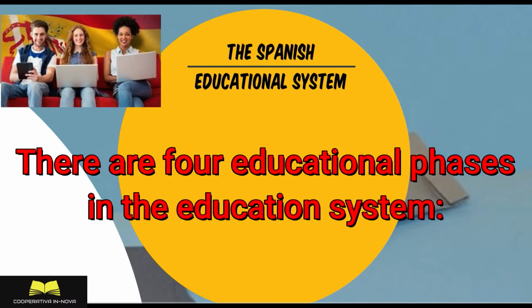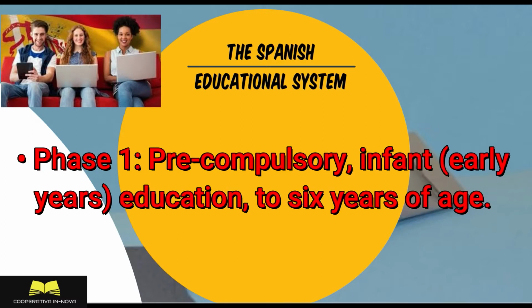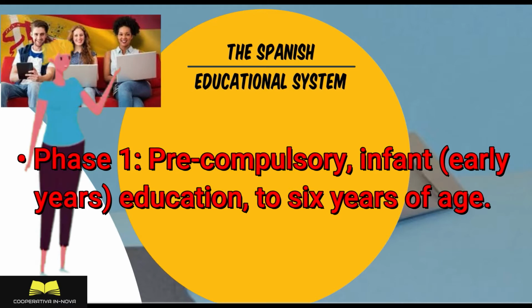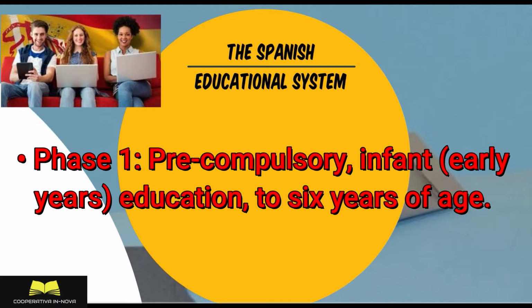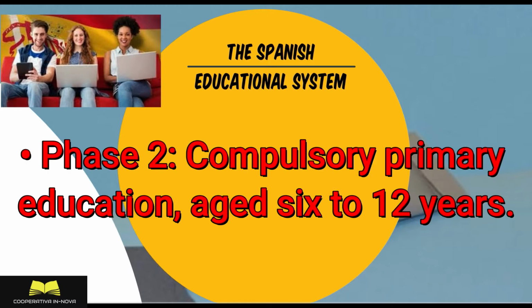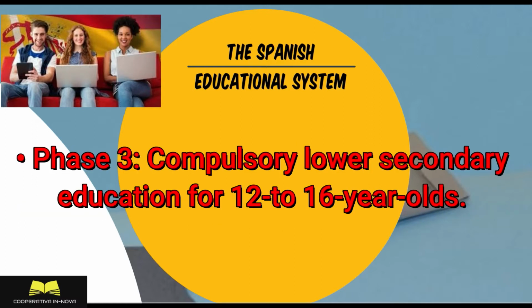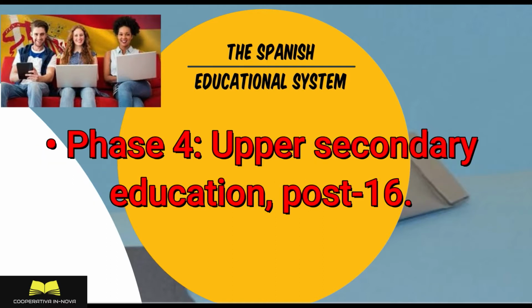There are 4 educational phases in the education system. Phase 1, pre-compulsory infant, early years education, to 6 years of age. Phase 2, compulsory primary education, aged 6 to 12 years. Phase 3, compulsory lower secondary education for 12 to 16-year-olds. Phase 4, upper secondary education, post-16.